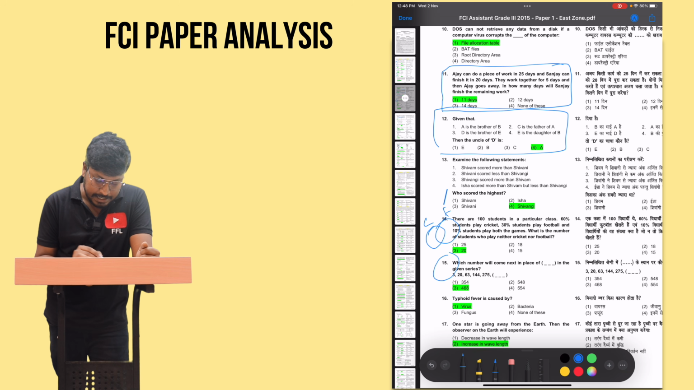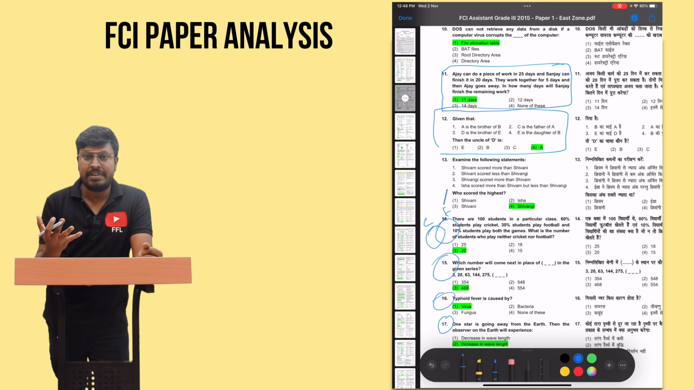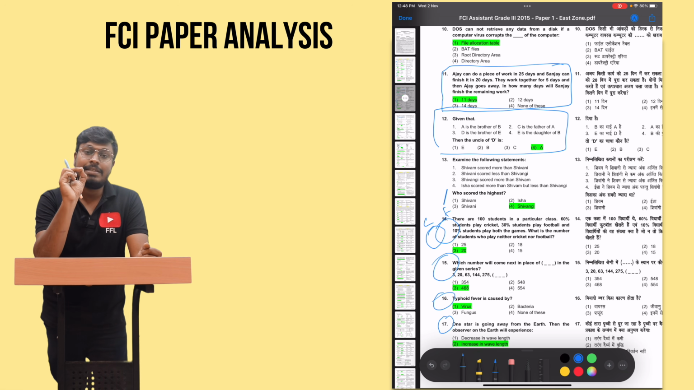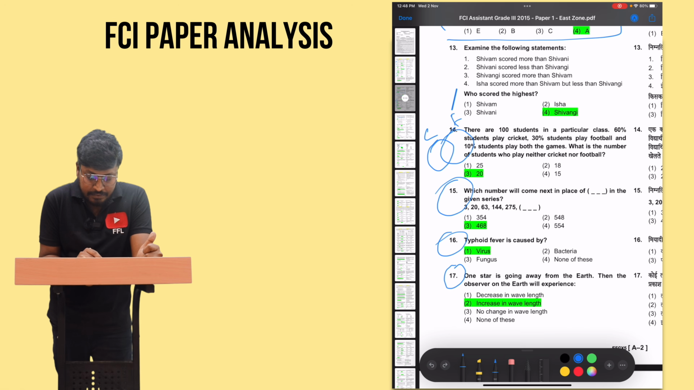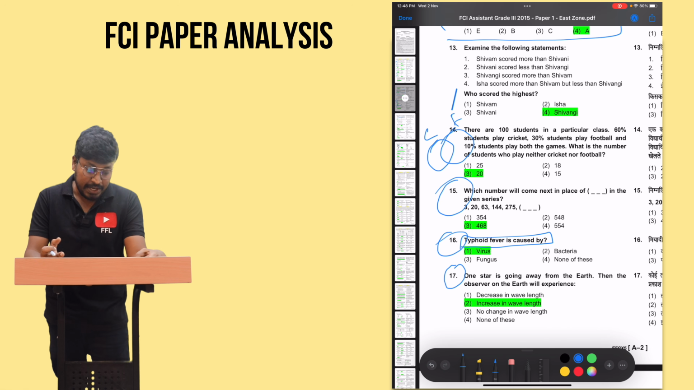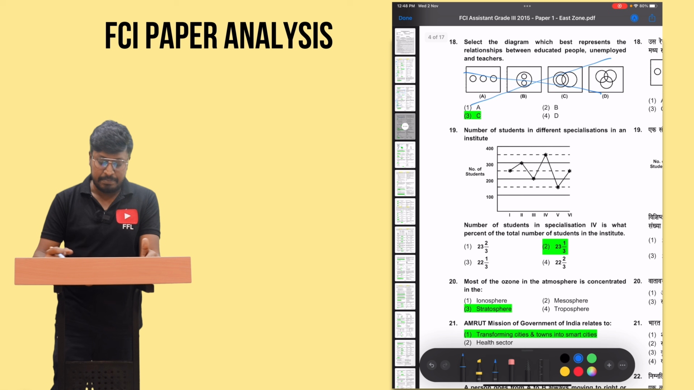Number series, again a mathematical topic. Typhoid fever, it's a general science question, right? Again, this is a general science question. These are the basic questions. That's what I said, 8 questions will be simple. Out of 25, 8 or 9 questions from general science will be easy. Just see, typhoid fever is caused by what. So it's easy, right? These are the more important things. Basic general science is important, where you can score good marks without much preparation.